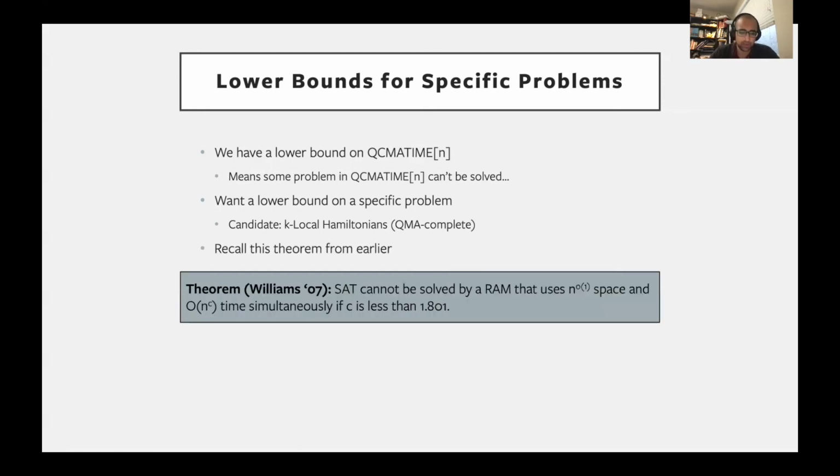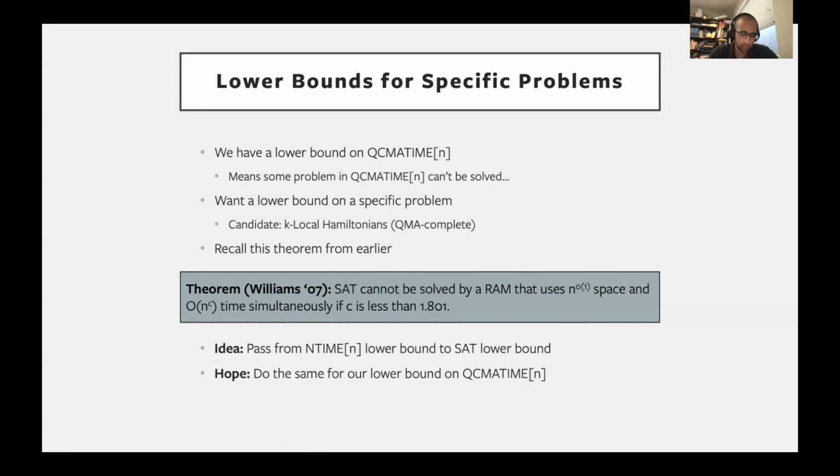And recall this theorem from earlier. We didn't show this, but we mentioned that SAT cannot be solved by a RAM that uses small space and O of n to the C time simultaneously if C is less than 1.801. The idea of this proof is that we can pass from the NTIME of n lower bound, which we also mentioned earlier, to the SAT lower bound. We showed that NTIME of n is not contained in TSN to the C for C less than 1.801, and it turns out we can pass from that lower bound on a complexity class to the specific lower bound on SAT. We hope to do the same for our lower bound on Qcma time n.